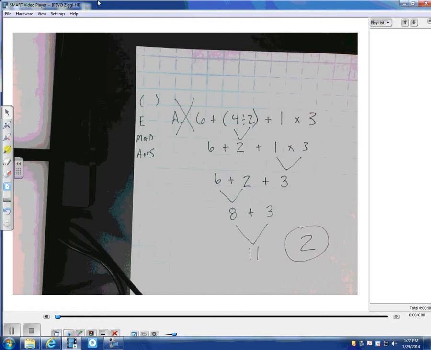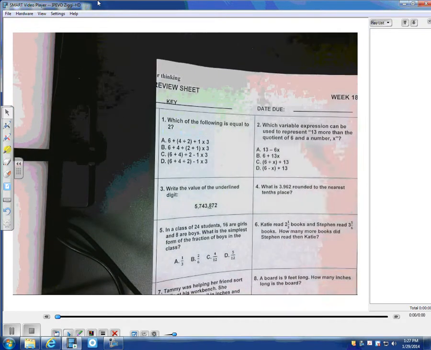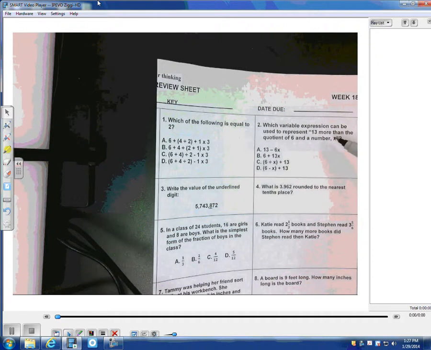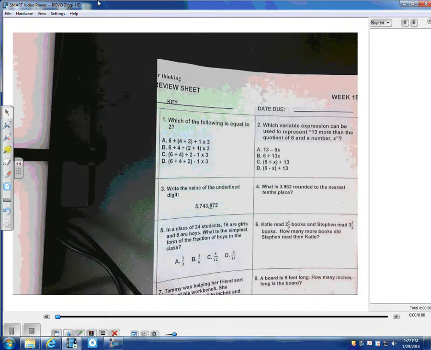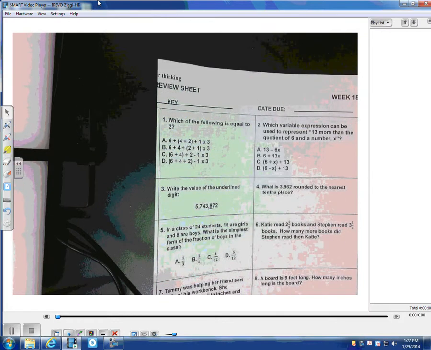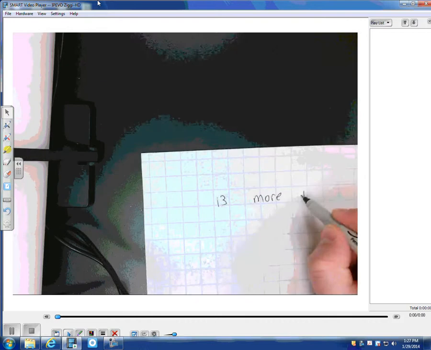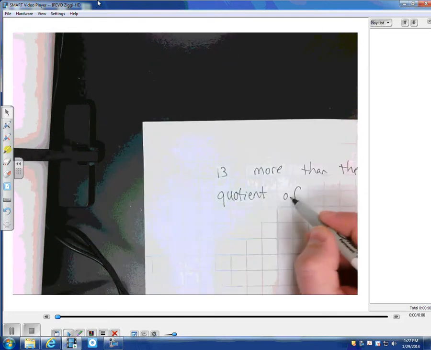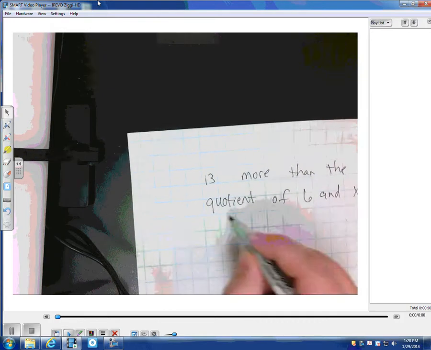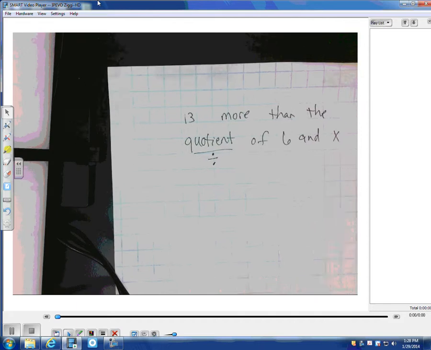Okay, let's look at number 2. It says, which variable expression can be used to represent 13 more than the quotient of 6 and a number x? Okay, so the key words here are 13 more than the quotient of 6 and x. Quotient is your answer to a division problem. So I know I'm going to have 13 more.